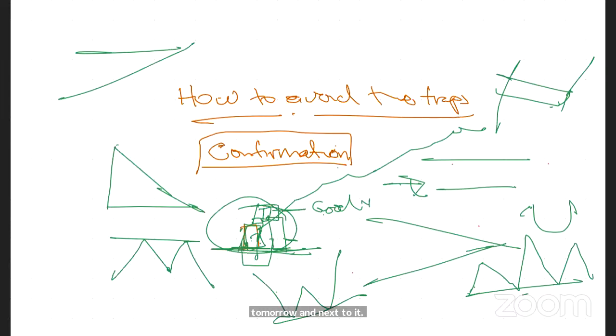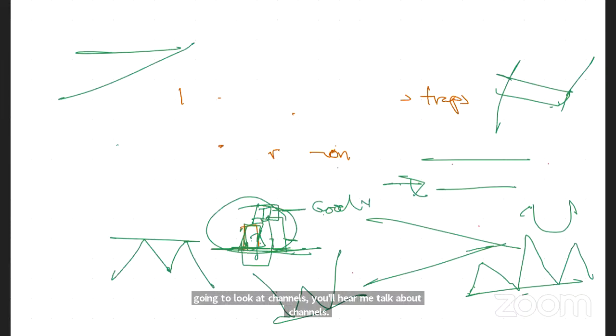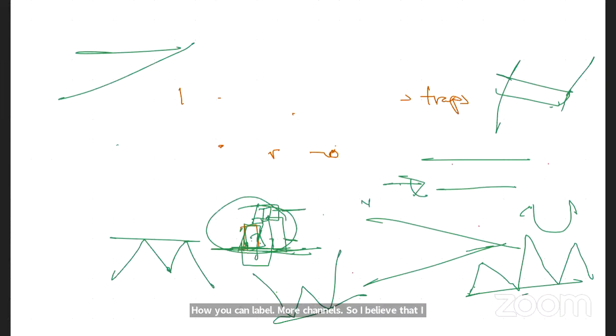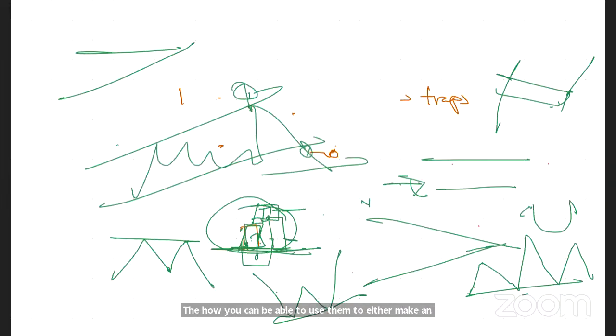Then we are also going to look at channels. You will hear me talk about channels, how you can draw channels, the drawing of these channels, and how you can use them to either make an entry or an exit in trading. So I wish you all the best.